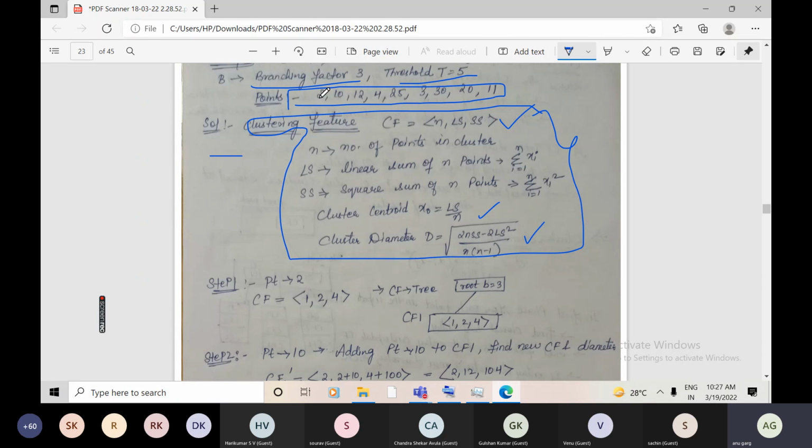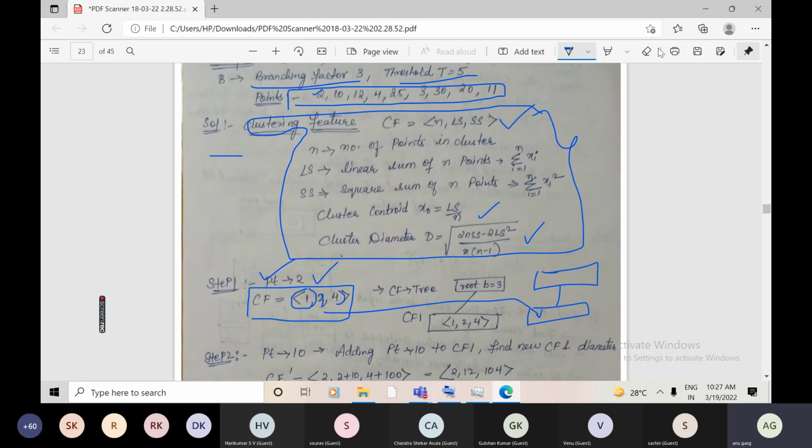Now start with 1 point each time, point 2. First form a cluster feature for point 2. The cluster feature notation is N, LS, SS. How many points are we taking? Only 1 point. What is the linear sum? Here only 1 point, so 2 only will be there. Square sum, 2 square, 4. Now form a CF tree. Take the root as null and then form a branch, and write down this cluster feature vector CF value in it. That's how this tree has been formed.